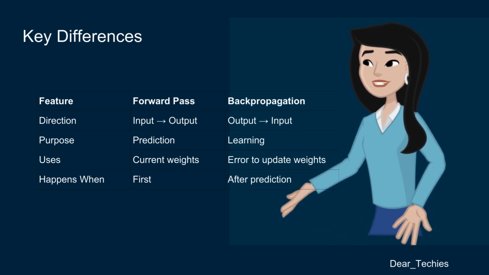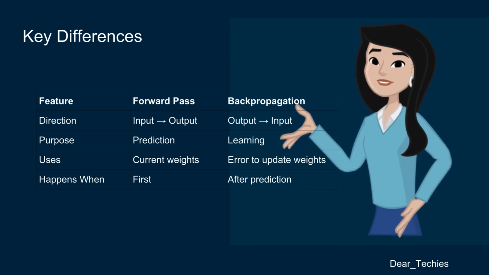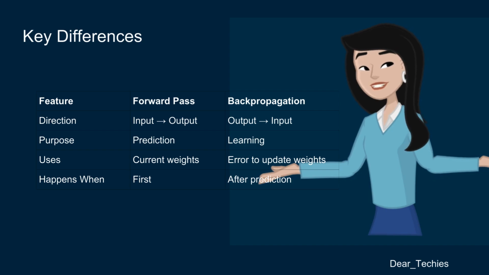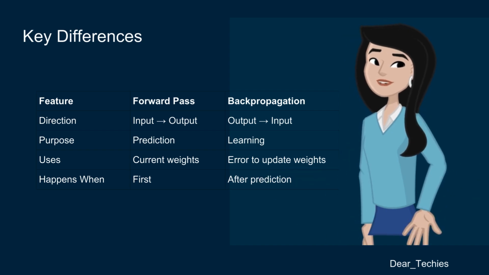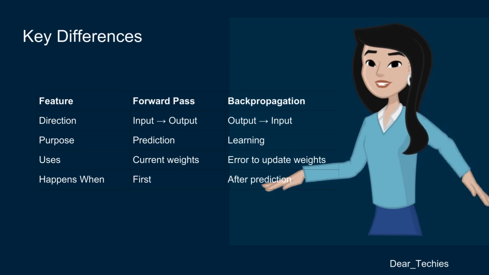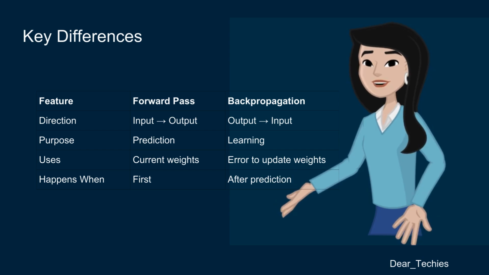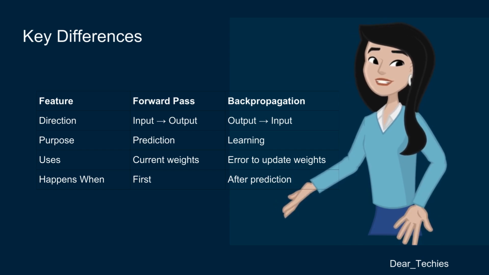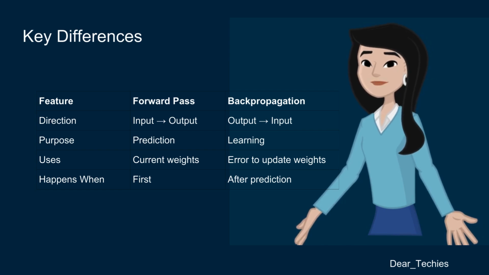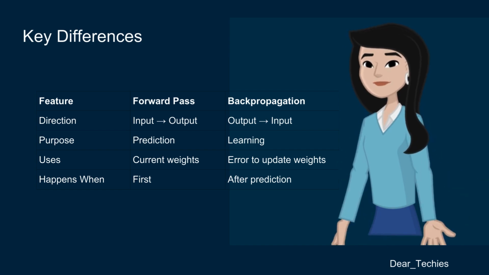Maybe it says 7, or sometimes even the wrong number. Now look at backpropagation. It moves in the reverse direction, from output back to input. This happens after the prediction is made. If the model predicted incorrectly, let's say it predicted 1 instead of 7, the error travels backward to adjust every layer. So, forward is prediction, backward is correction.